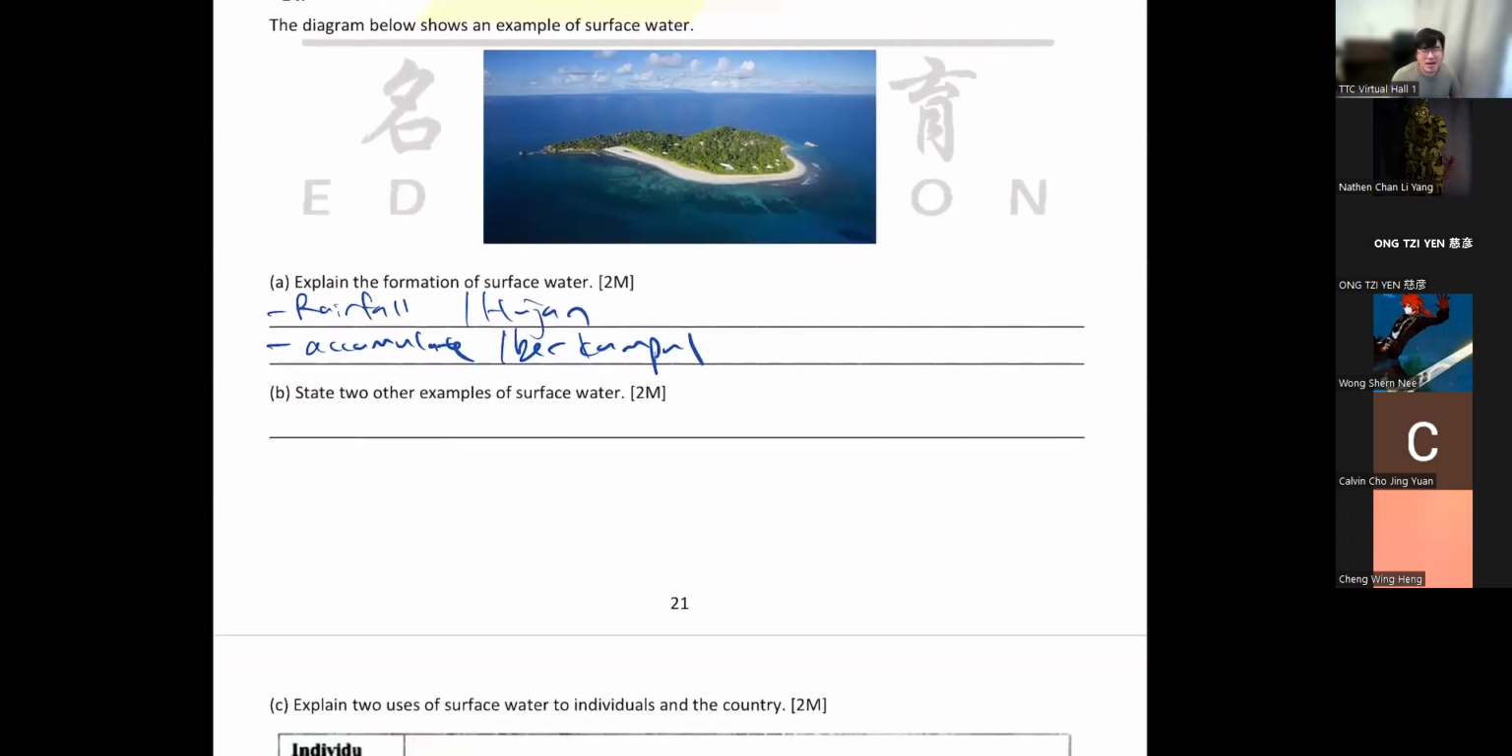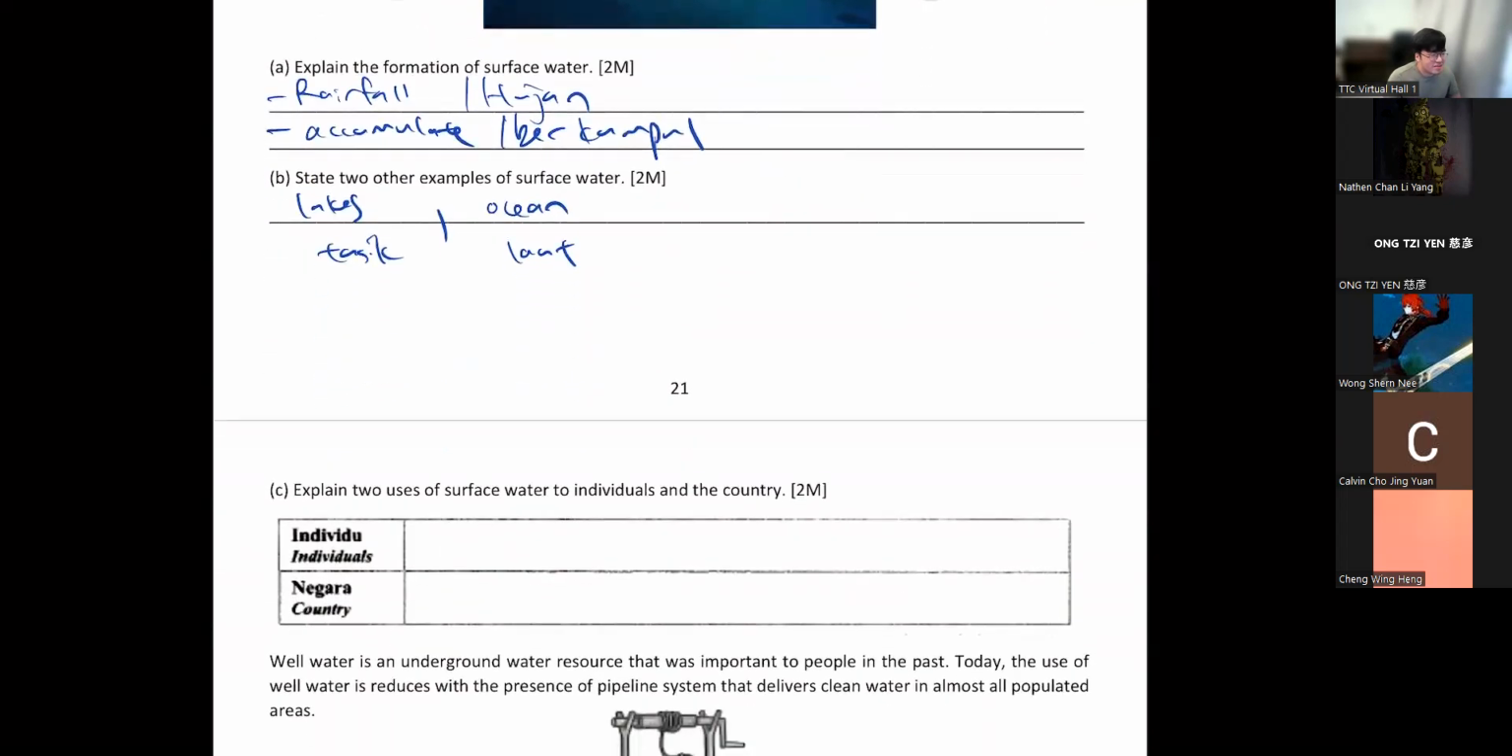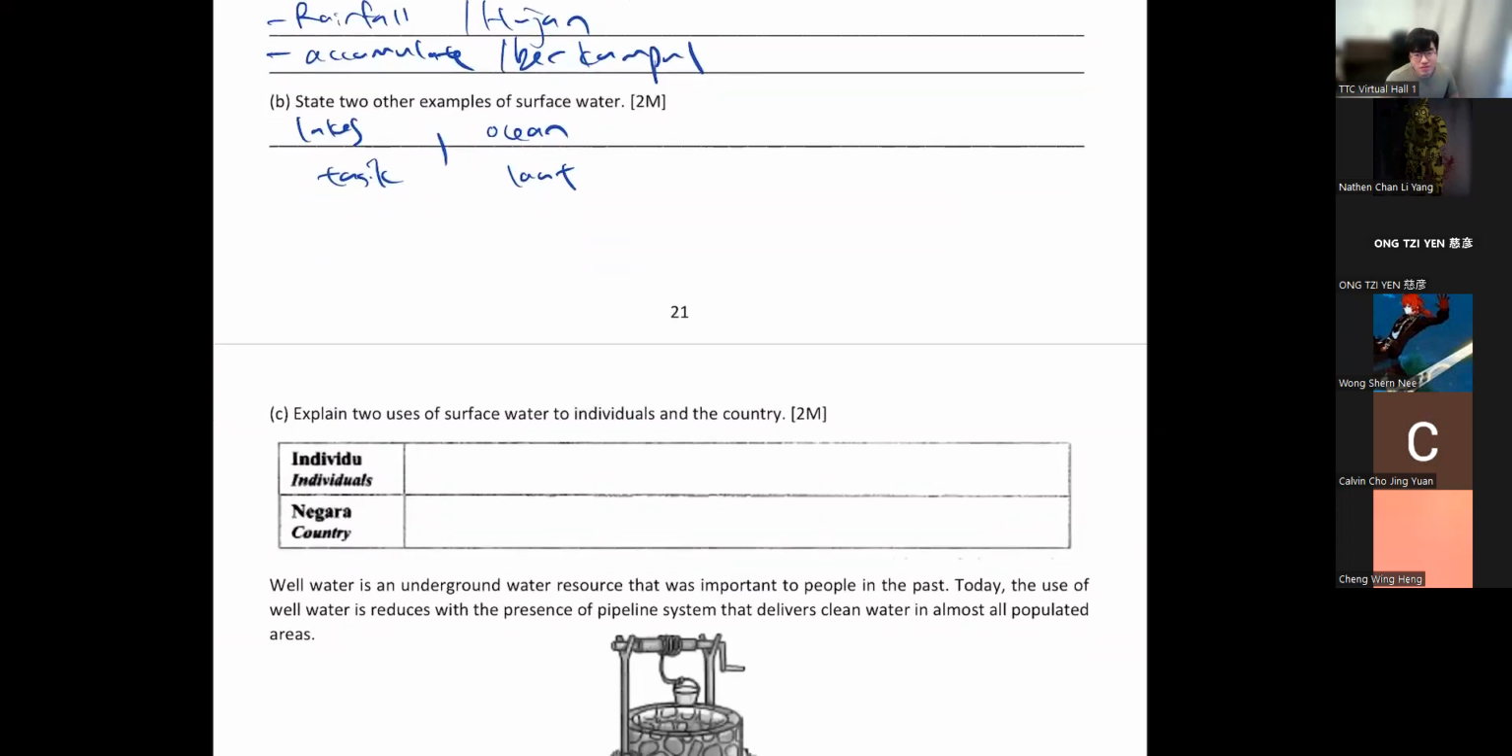So two examples of surface water, like I said, you have your lakes, your oceans, rivers, streams. What else do you have? Figure it out. Explain two uses of surface water to the individual and to the country. So what is a river for? Guys, if you notice, most civilizations start from rivers. Like us Chinese, we come from the Huanghe. In the Indus Valley, you have the Indus River, and you have the Tigris and Euphrates. That's where the Mesopotamians are from.